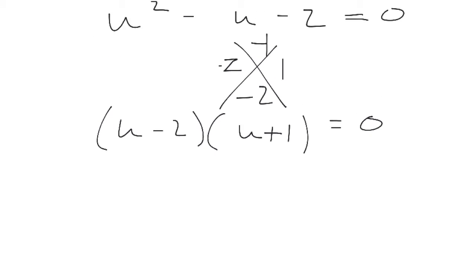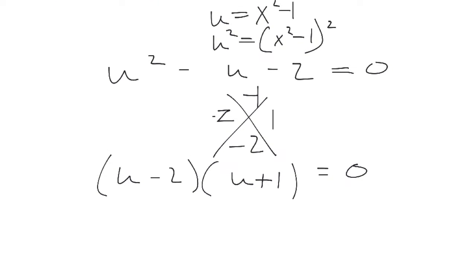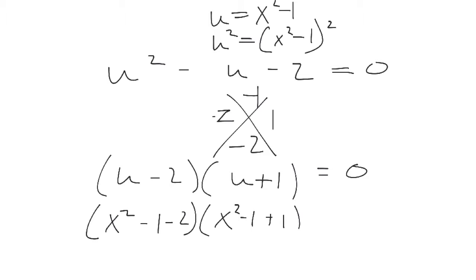I'm going to do the back substitution right now. Might as well. We get x squared minus 1, that's what u is, and then minus 2 from the factored equation. We get x squared minus 1, that's what u is, plus 1 equals 0.